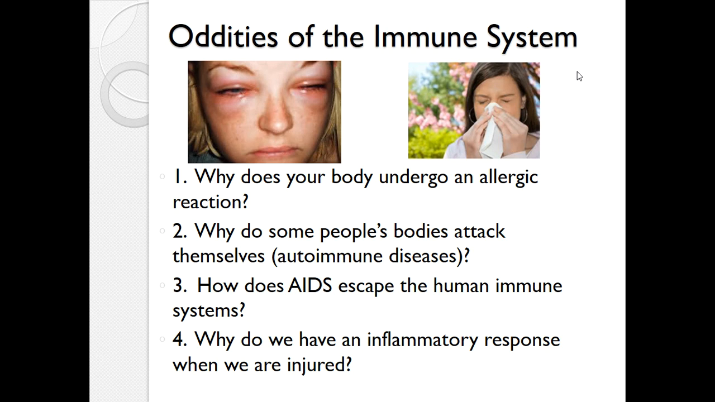Or we could look at AIDS. AIDS, unfortunately, is so good at killing humans because it's good at sneaking around our human immune responses, in fact, exploiting them. And then you should notice, of course, if you get stung by a bee or punched in the face, suddenly your face swells up or your finger swells up. What's up with that, right?